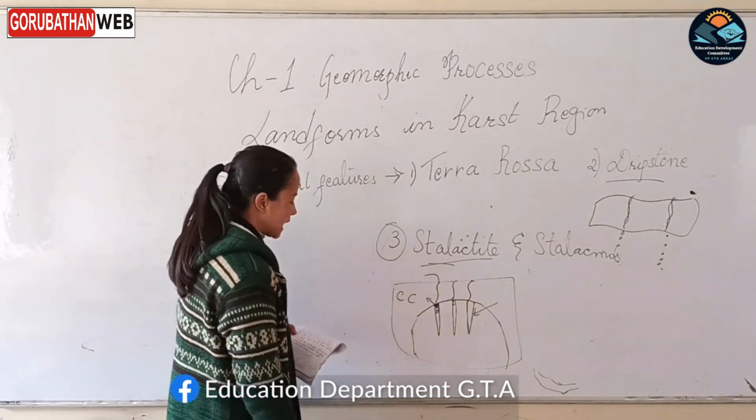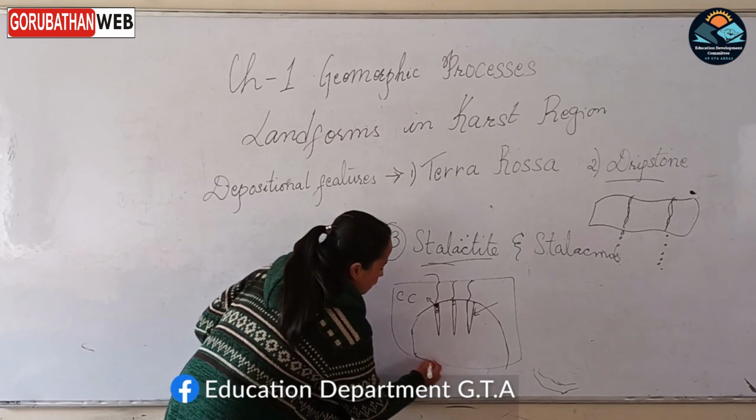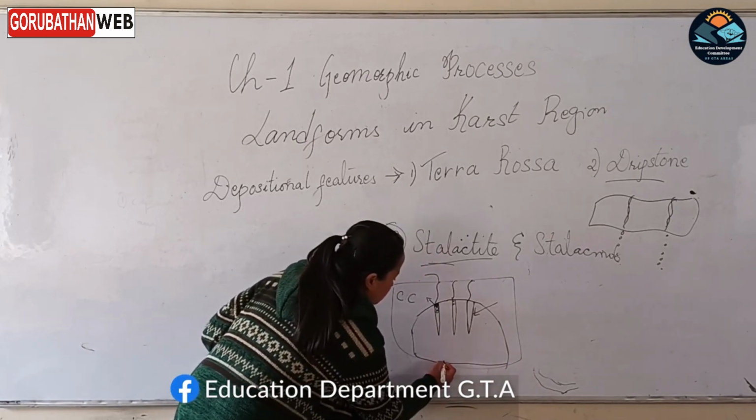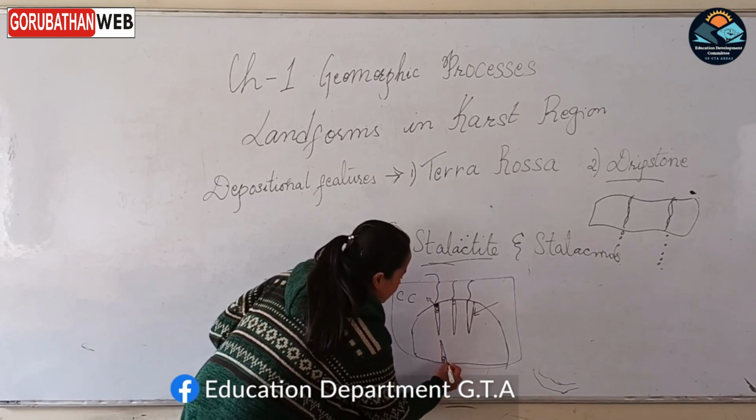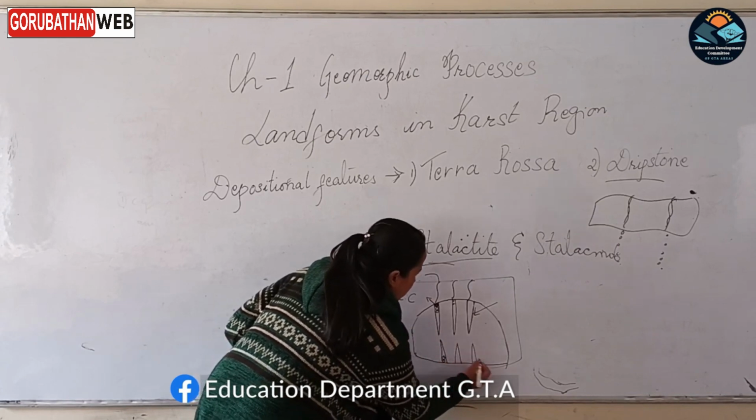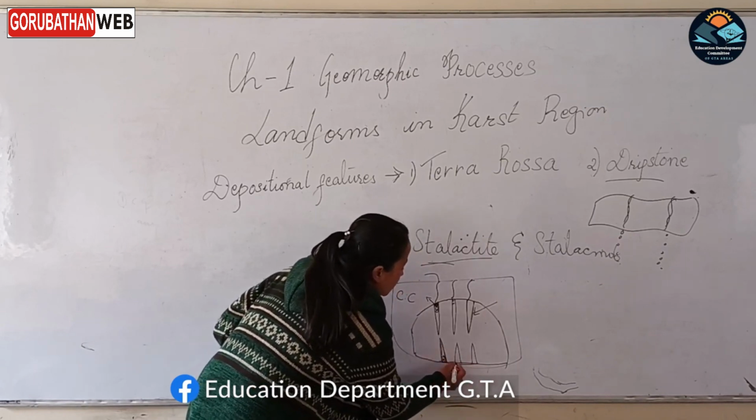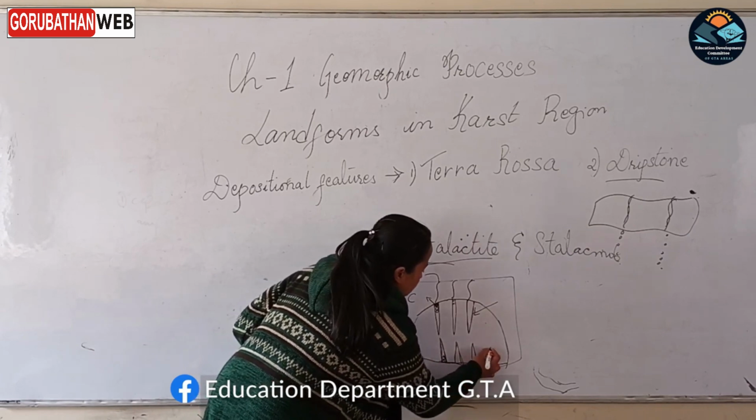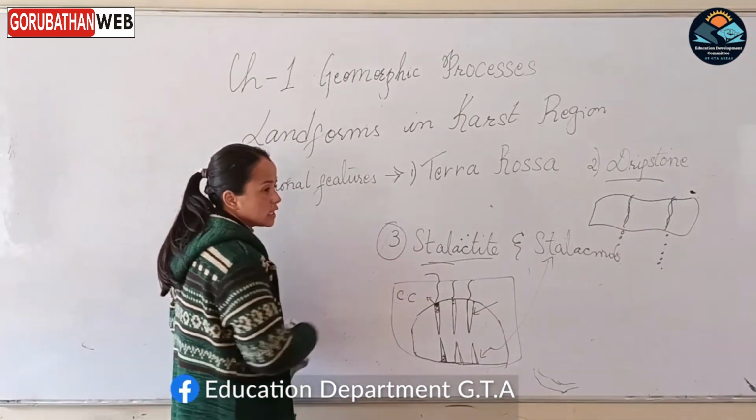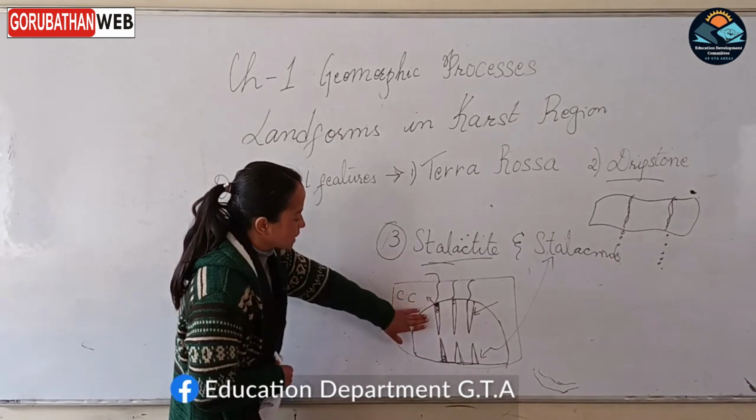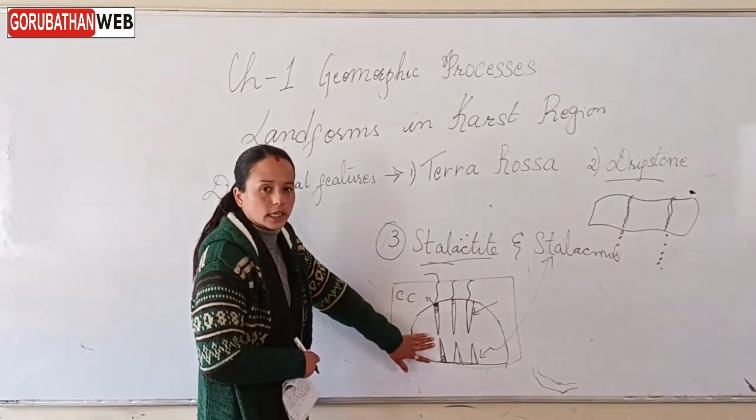Now next one is the stalagmite. Similarly, the drop of water which has reached the floor of the cave also has some amount of calcium carbonate, which gets deposited and grows in size in course of time. This calcium carbonate which grows from the floor of the cave towards the roof is known as stalagmite. The only difference is that the stalactite hangs from the roof, and the stalagmite comes up from the floor of the cave.